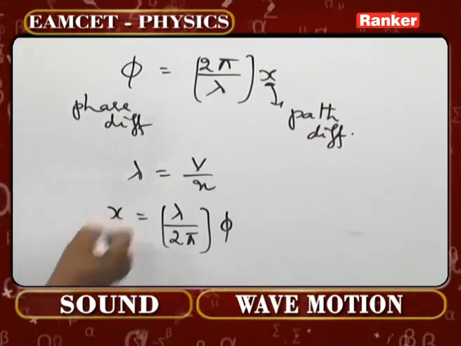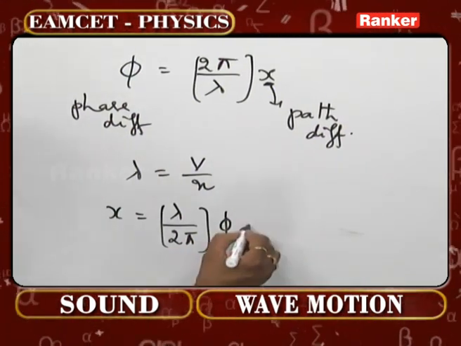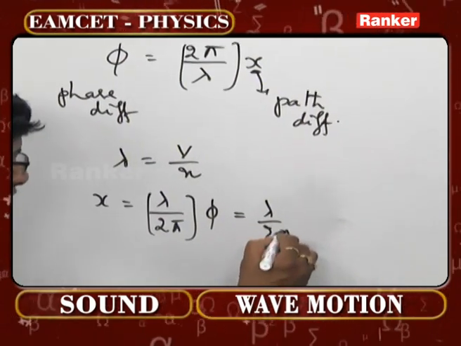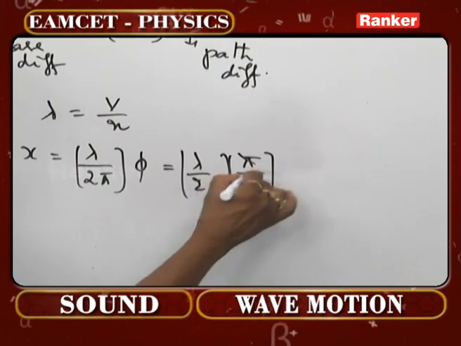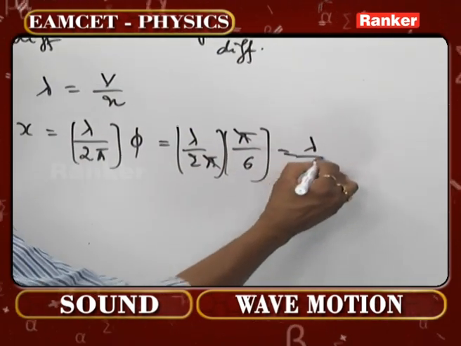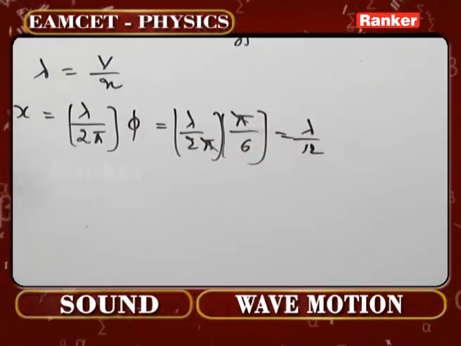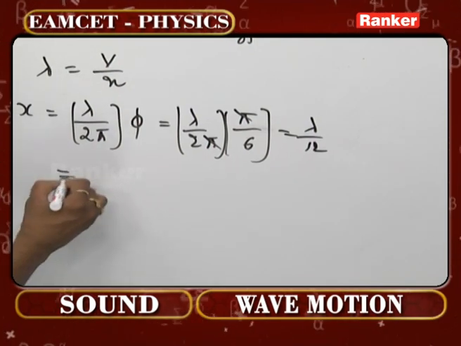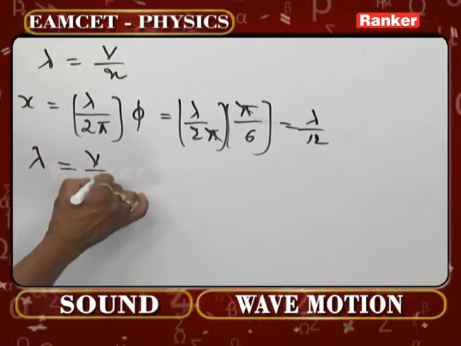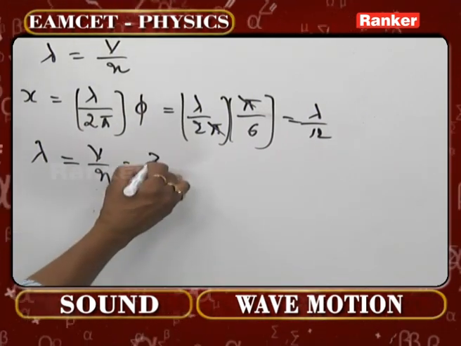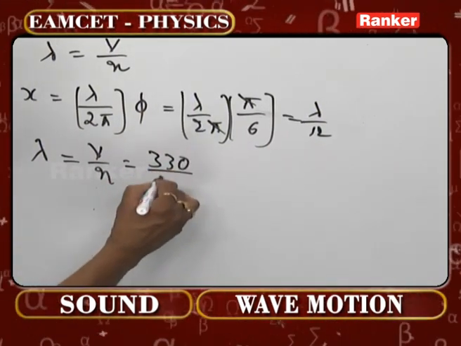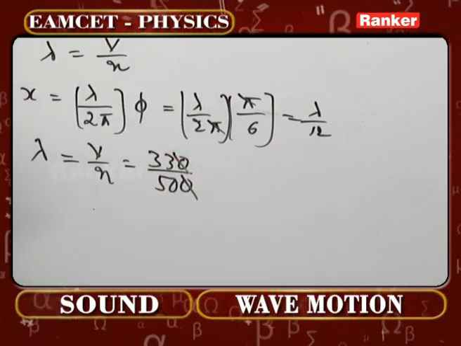But of course, what is the value of phi given? 30 degrees. So you can write lambda by 2 pi, and 30 degrees can be written as pi by 6. Now pi getting cancelled, you are left with lambda by 12. Fine. But what is lambda? Lambda is going to be V by N. What are the values given? You see, 330 by 500. That is actually the value of lambda.